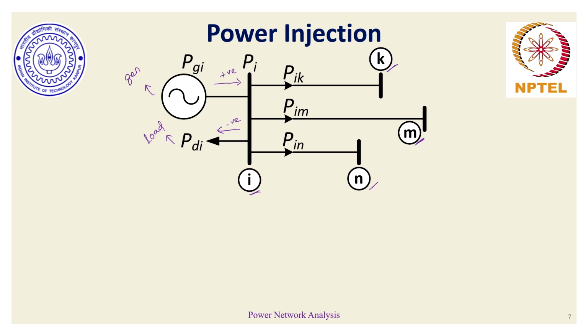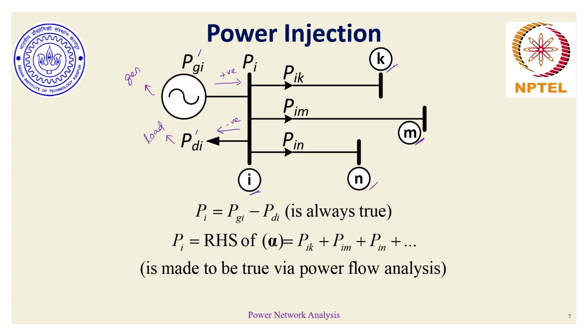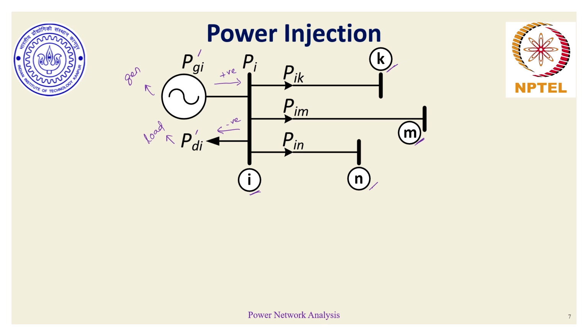Given a bus, if I have bus i where there is a generator which is generating PGi real power, there is a demand which is consuming PDi as the real power demand, then by KCL, KCL might be a wrong word, but if we apply an analogy of Kirchhoff's current law, which says that whatever is the net current into a bus, the same current should go out of the bus, maybe through different parallel paths.